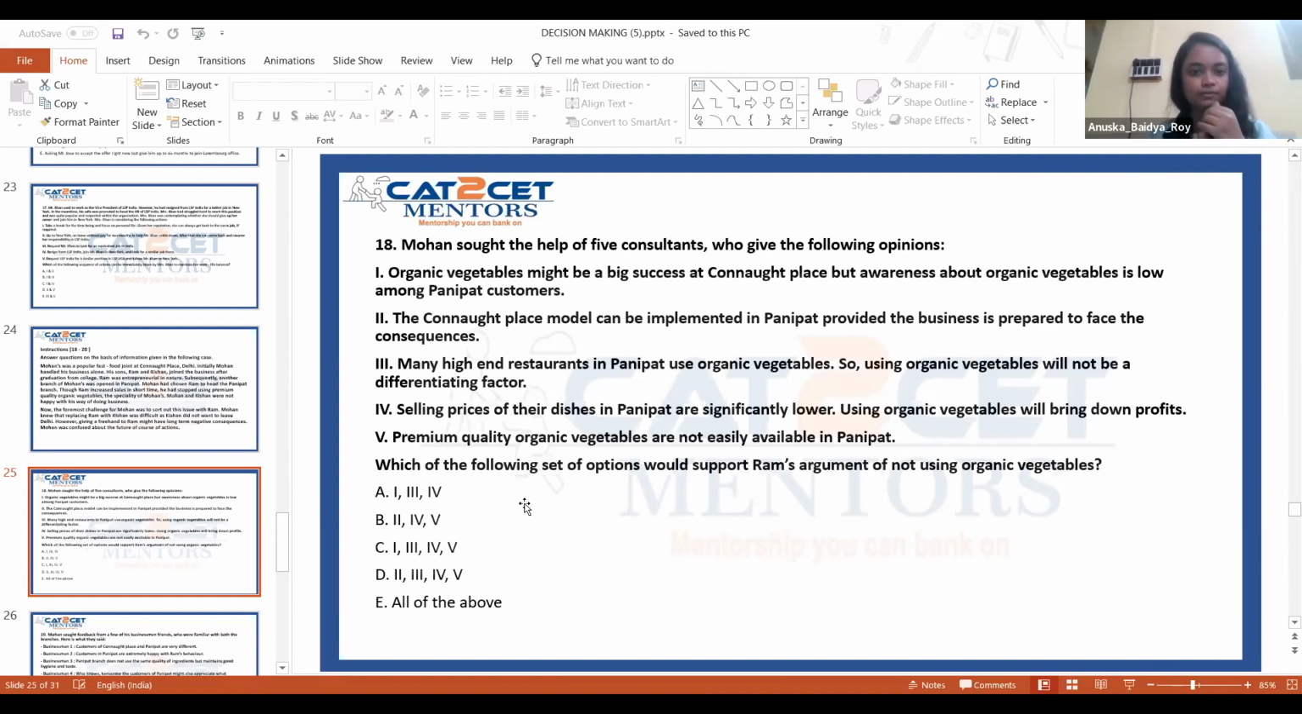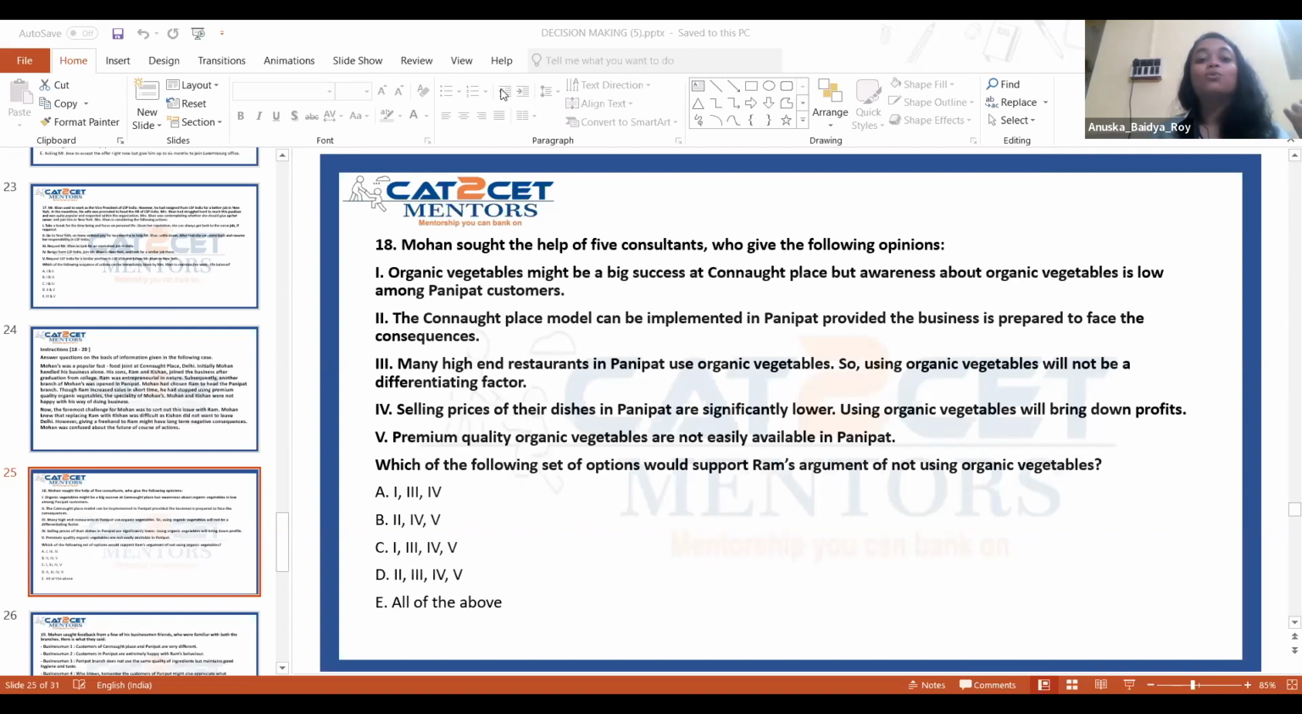Okay? 5th को देखते हैं. Premium quality organic vegetables are not easily available in Panipat, which is the strongest argument. अगर available ही नहीं है तो राम करेगा क्या? Right? So he cannot do anything. If Ram says that premium quality organic vegetables are not available, I cannot help it. So nothing can be done. Even Ram की जगह किशन आ जाए वो भी कुछ नहीं कर सकता, right? So 5th option is the strongest option. 5th को रखते हैं. 4th again is a good argument, कि मेरे profits कम होंगे. I won't do it. मेरे profits कम होंगे. Okay, so 4th is a good option.